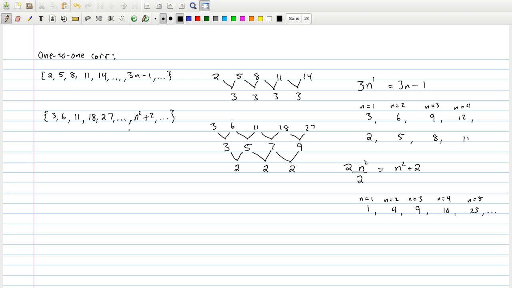So then our one-to-one correspondence between these two will be the formula 3n minus 1 corresponds with the formula n squared plus 2. And that gives us our one-to-one correspondence.